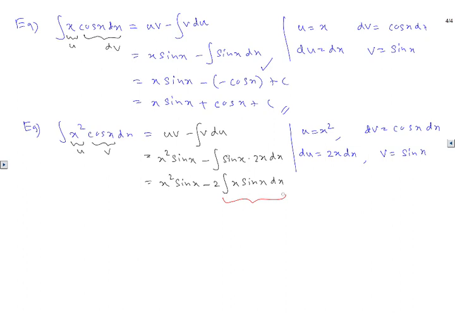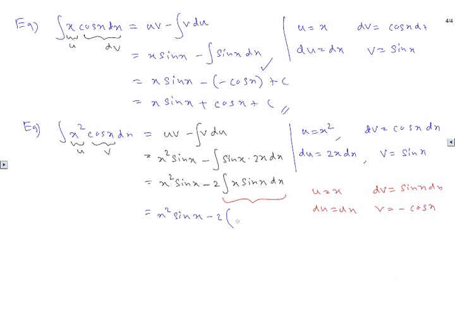You again pick u equal x and dv equal the rest, that means sine x dx, and then du equals dx, and v equals negative cosine x. But since we did this earlier, we don't have to do it again. Normally what we do is we do this again, and then we substitute for that. Since we did this earlier, we can substitute. So it's x squared sine x minus 2.